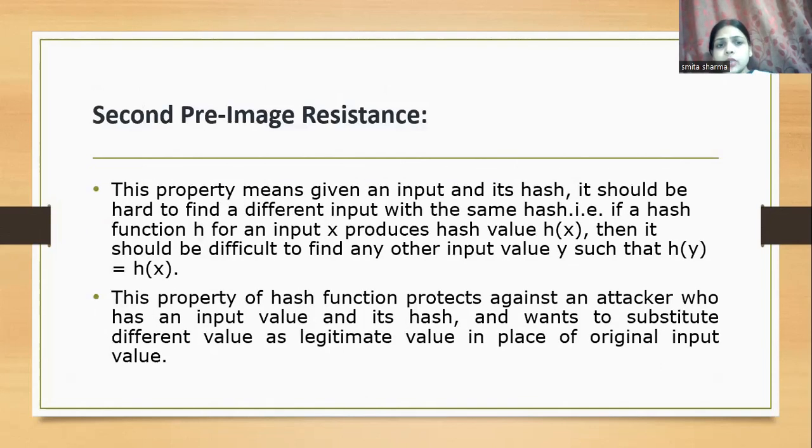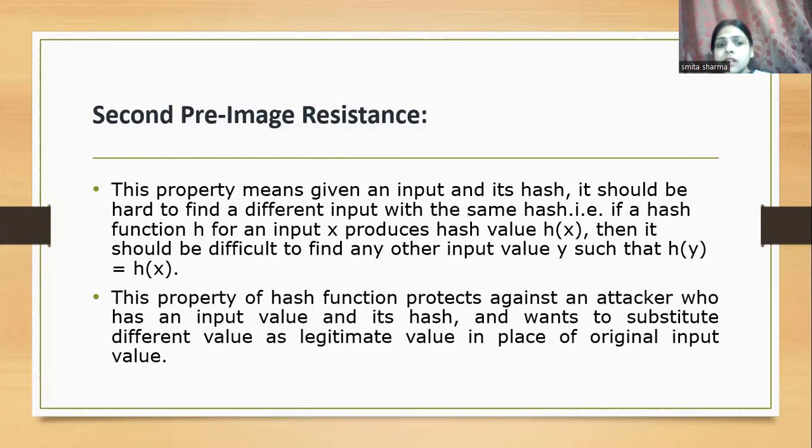The next one is second pre-image resistance. Second pre-image resistance means if an attacker has an input and its hash, it is very difficult to find a different input with the same hash. It means every message has a unique hash value. No two messages can have the same hash value.